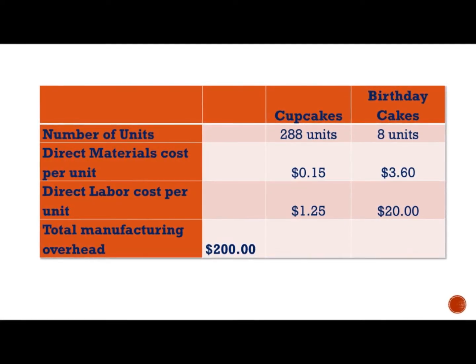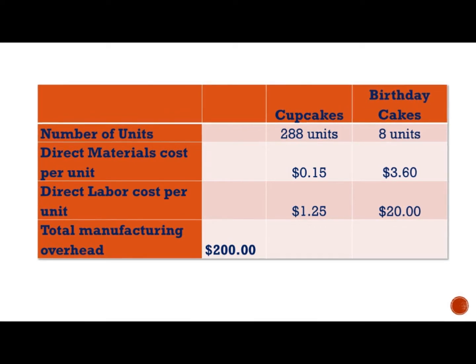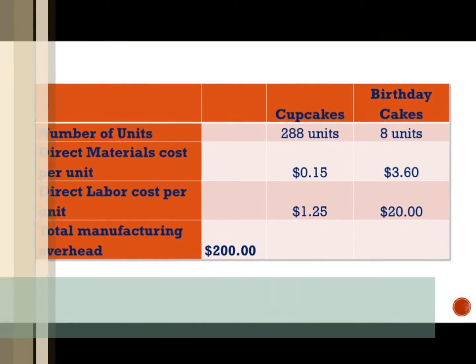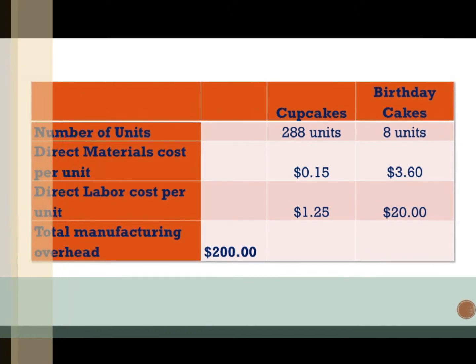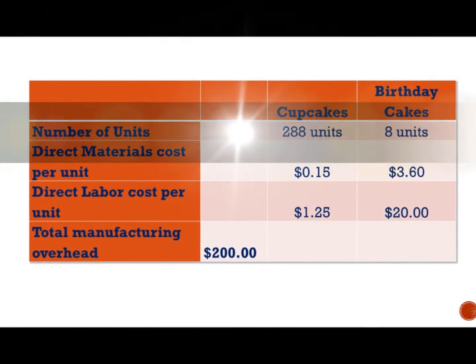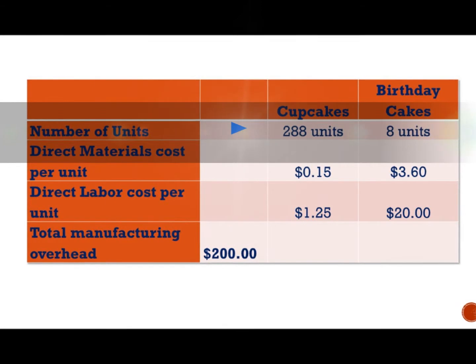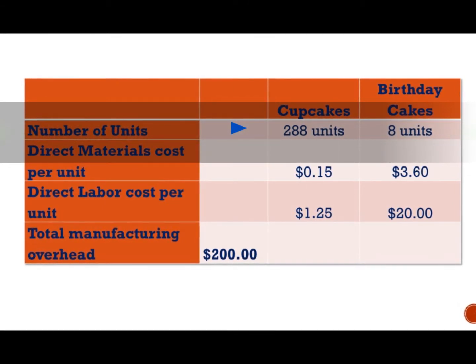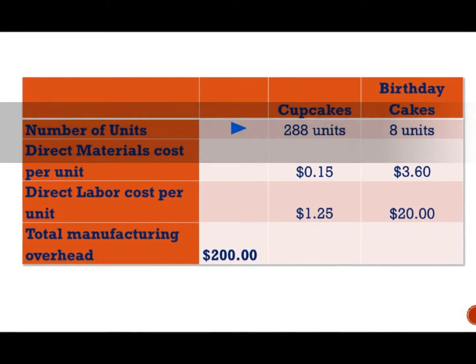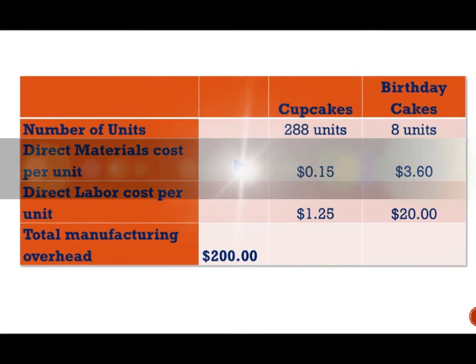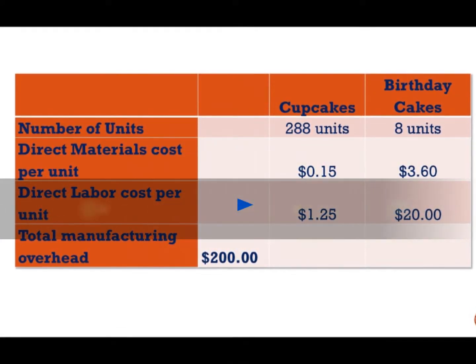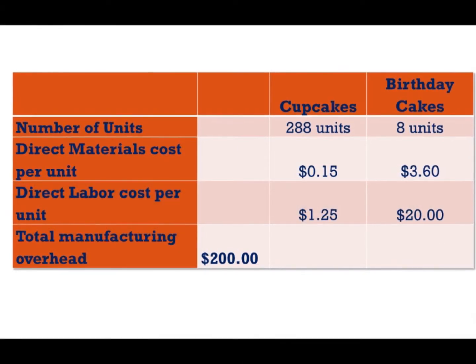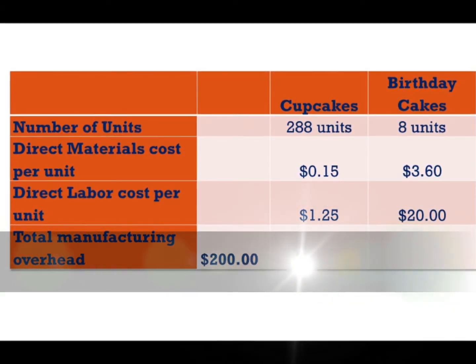To better understand this cost allocation process, the bakery has compiled the following information based on its production expectations for the next month. Since this is a small business, the bakery expects to sell 288 cupcakes and 8 birthday cakes during the next 4 weekends. As shown in this table, the direct materials cost per unit, the direct labor cost per unit, and the total manufacturing overhead costs have been calculated and provided by the bakery.